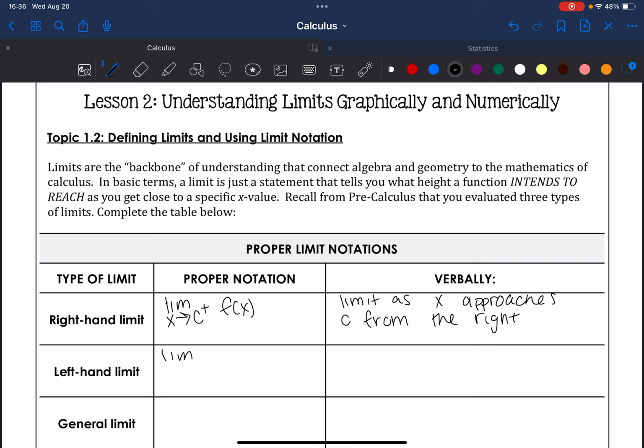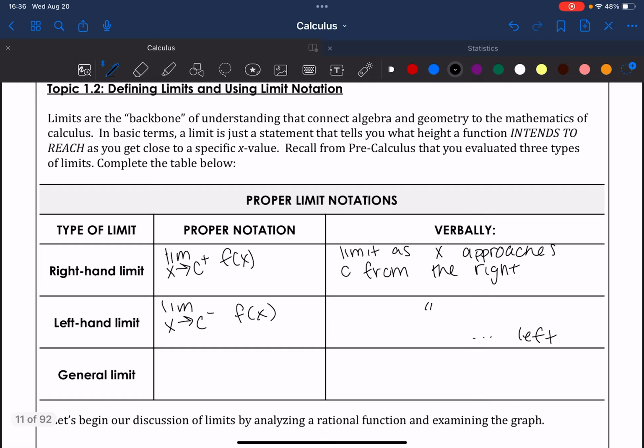Left-handed is the limit as x approaches c from the left of f of x. Same thing verbally, but obviously from the left. And then lastly, the general limit takes into account both sides. So this is the limit as x approaches c of f of x.